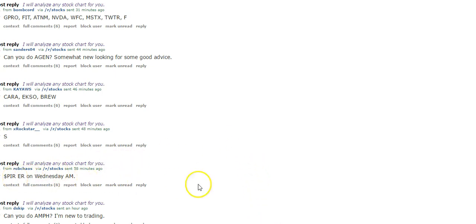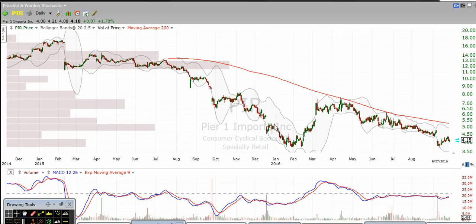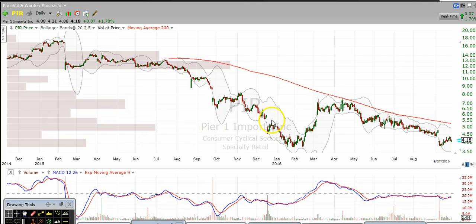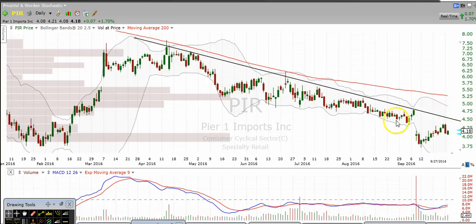The next request is PIR. Okay, so PIR, first thing that I'm seeing here, clearly in a downtrend. And let me just see if I can give you a visual of that. So pretty clear here, in a downtrend. If we can close over this line, that would be very constructive, okay?